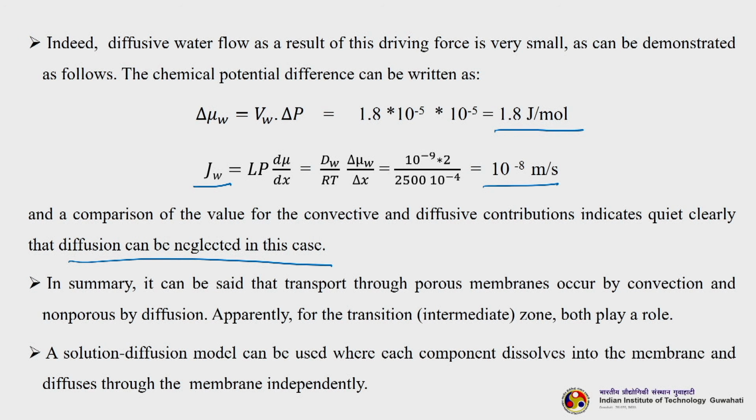In summary, it can be said that transport through porous membrane occurs by convection and through non-porous membrane by diffusion. So, in porous membrane usually convection happens and in non-porous, diffusion happens. Apparently, there is a transition zone which we discussed a few times before, or we also call it an intermediate zone, in which both convection and diffusion play a role. So, a solution diffusion model can be used where each component dissolves into the membrane and diffuses through the membrane independently.